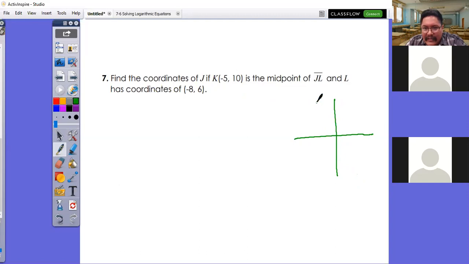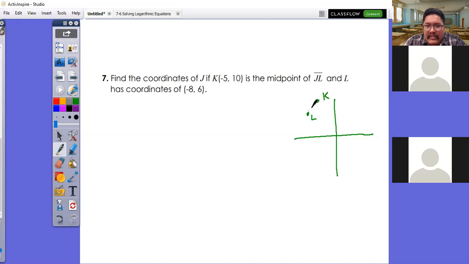-5, 10. So here, go back 5, up 10. And we will mark this one K. And we have a line JL. Oops, K, I forgot the bottom part. K is the midpoint of JL. So there's a line JL. We don't know where it is, but we know that L is also -8, 6. So go back 8, up 6, and that would be about here. Okay, this is not a perfect graph. In fact, it's very rough. And actually, this one should be a little bit higher, just to give us a better idea. And then we have L here.